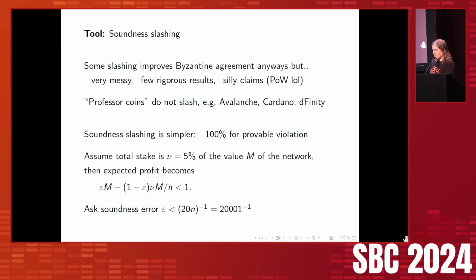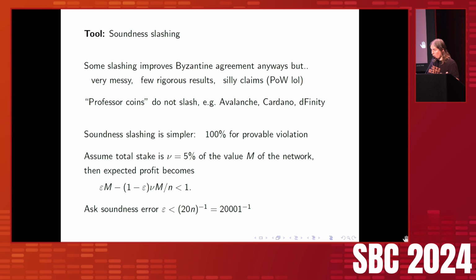Slashing is generally pretty evil. Professor coins don't do it. It's also pretty necessary for a lot of Byzantine stuff. So it's what it is. Soundness slashing is not as nasty theoretically as all of the slashing you need from a Byzantine perspective. For soundness slashing, you absolutely need a provable violation, and you can't have any sort of gray area.